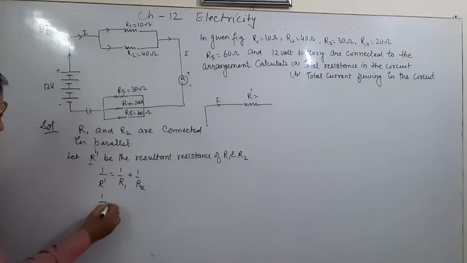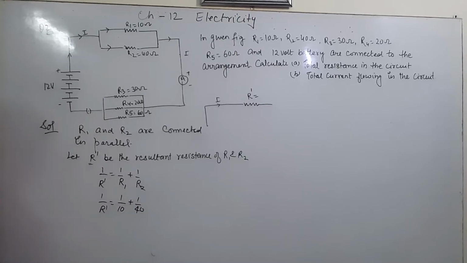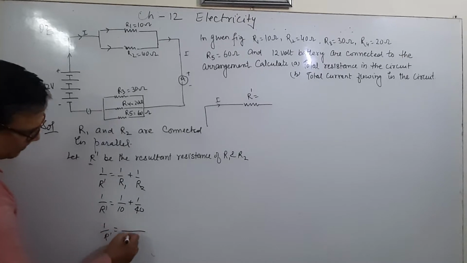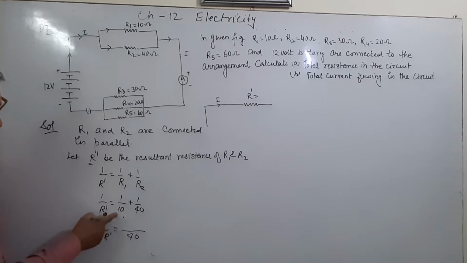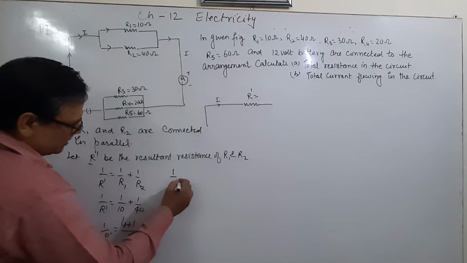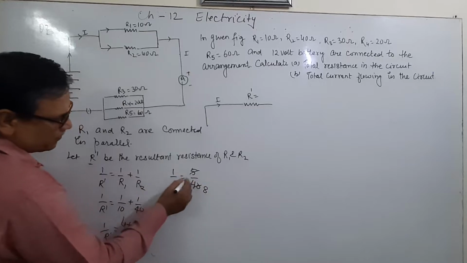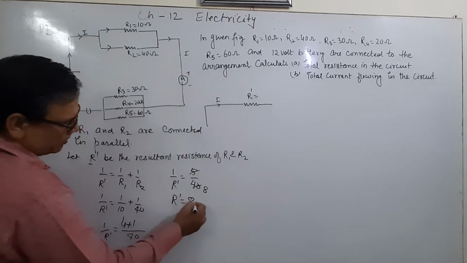1 upon R dash is equal to 1 upon, what is R1? 10 plus 1 upon 40. What is LCM? 40. 1 upon R dash is equal to, 40 is LCM. Here 40 divided by 10, answer is 4. 4 multiplied 1, 4 plus 40 divided by 40 is 1, 1 multiplied 1. 4 plus 1. 1 upon R dash is equal to 5 upon 40. This will be 1 upon 8. Cross multiply. R dash is equal to 8 ohm.